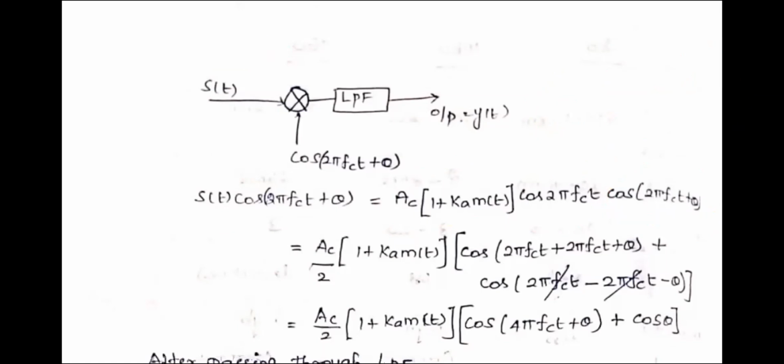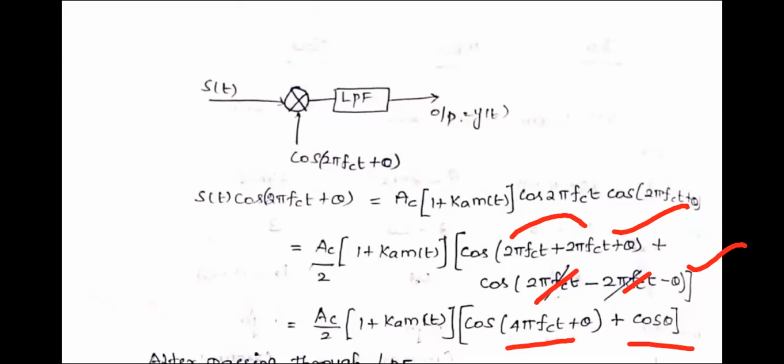Once it is cos A cos B, you can replace it by half of cos (A plus B) plus cos (A minus B). If you do it like that, you will get this one, and these two are cancelling. You will get theta. Cos of minus theta is plus theta only. So it is cos theta, and then 4 pi fct plus theta, plus cos theta.